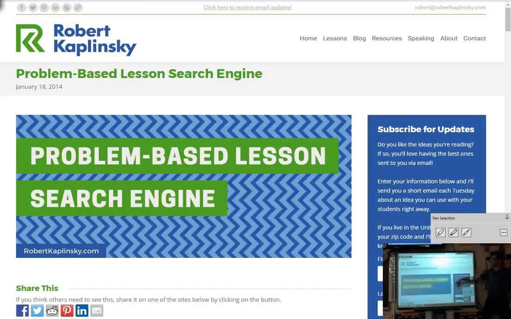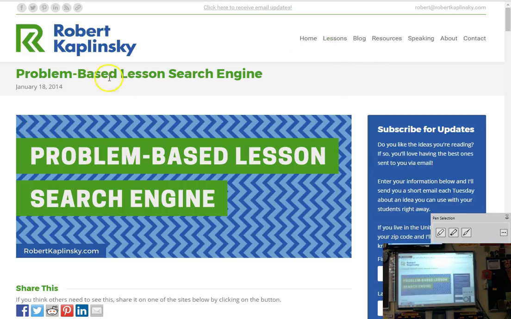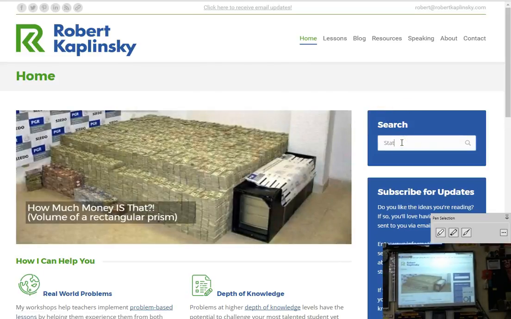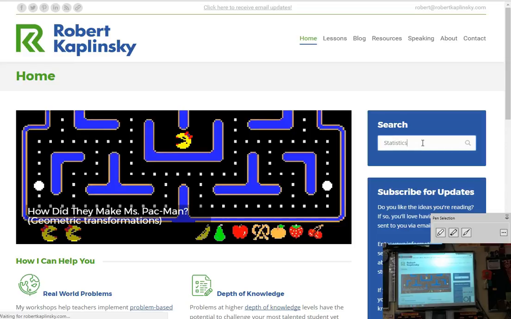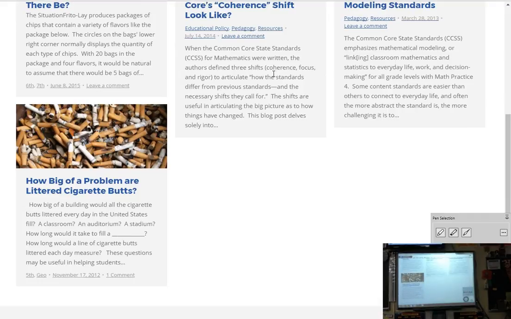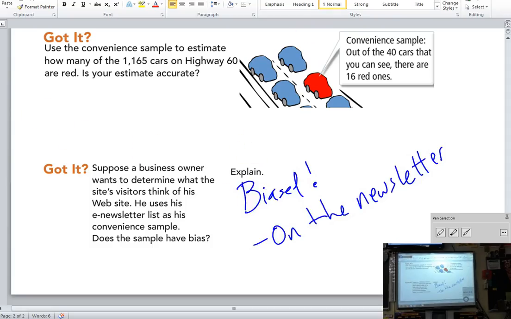What is that website? This is actually a manipulation of Google. If I go in here and decide that I want to search up a lesson on statistics, this will give problem-based lessons dealing with statistics. Littered cigarette butts, that's an interesting situation too. So we're going to do more with his website as we get into here. Let's look at the next page of notes, please.